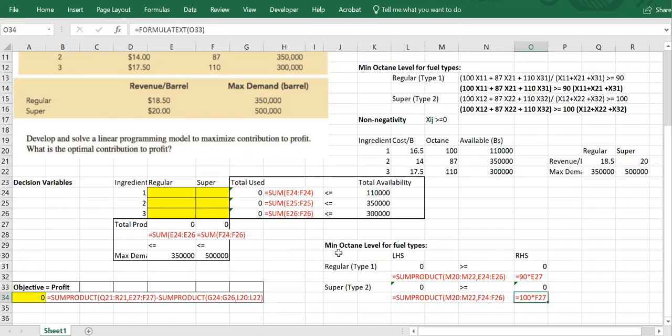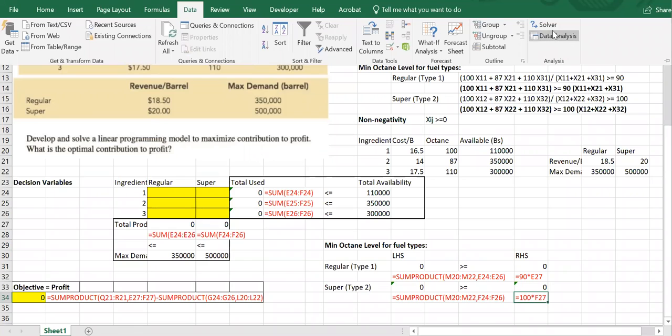So I think we have everything that we needed. We have the decision variables, the highlighted cells here, 6 of them. We have the availability of the ingredients. We have the demand for the final products. We have the objective function, and we have the minimum octane level for each fuel type. We're going to add the non-negativity to the solver. So I think we're all set.